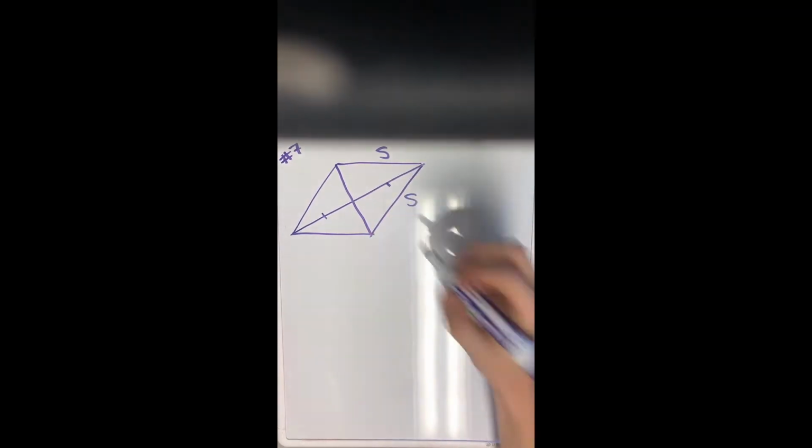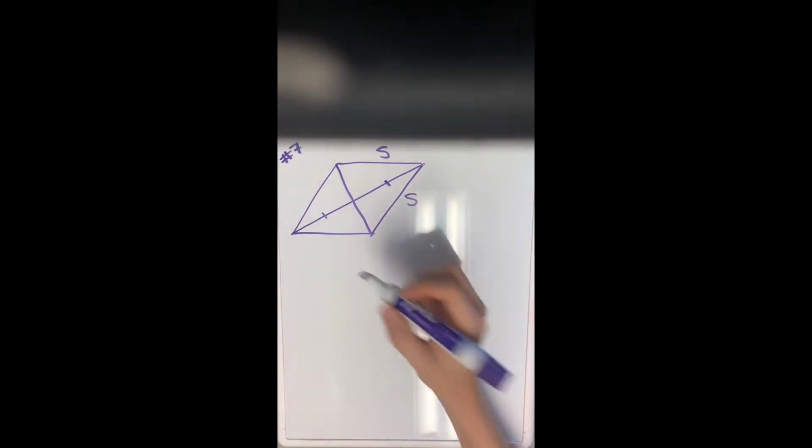Now it's a property of rhombus diagonals that where they intersect, it splits the diagonals in half, so they bisect each other. So we know that this is congruent to this. And they also form 90-degree angles.